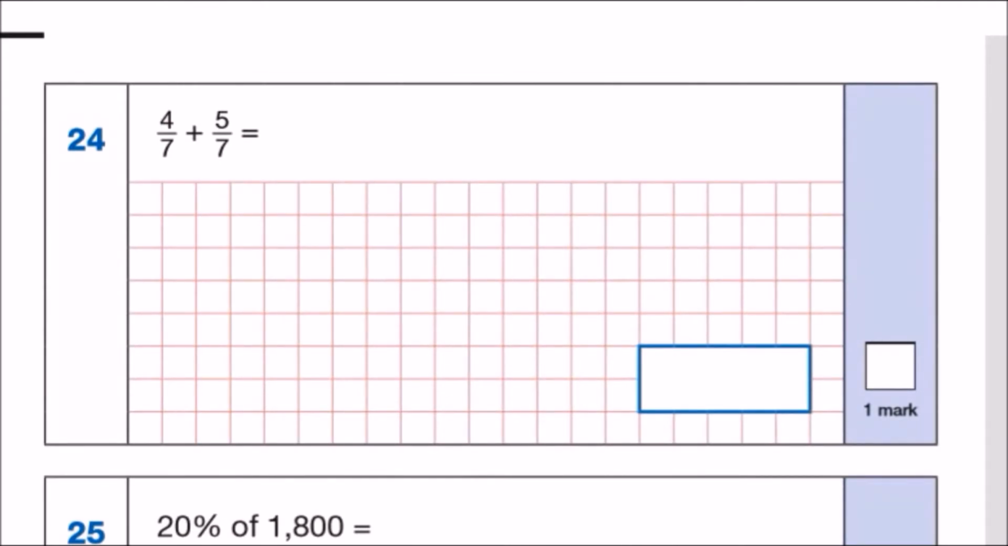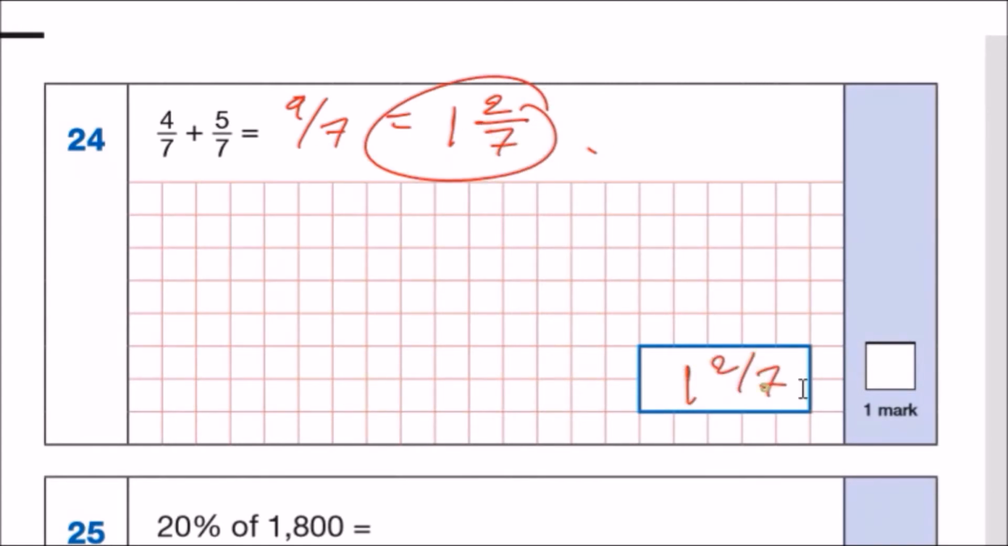Okay, question 24. 4 sevenths plus 5 sevenths. Very easy. You just add up the top halves of the fractions because they have common denominators. They're both over 7. So this means 4 plus 5 is 9 over 7. And just to make it look better as a mixed number, how many 7s go into 9? We get 1 remainder 2, so it'd be 1 and 2 sevenths. So both answers are correct. You could probably use any one.